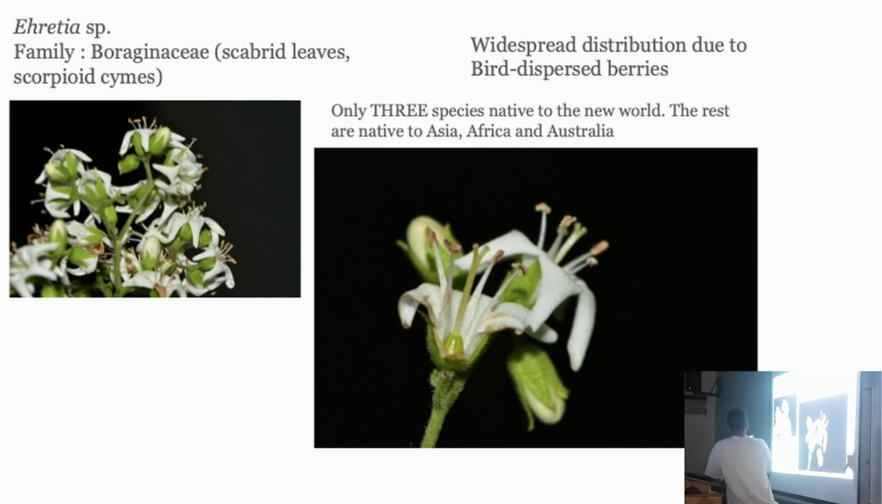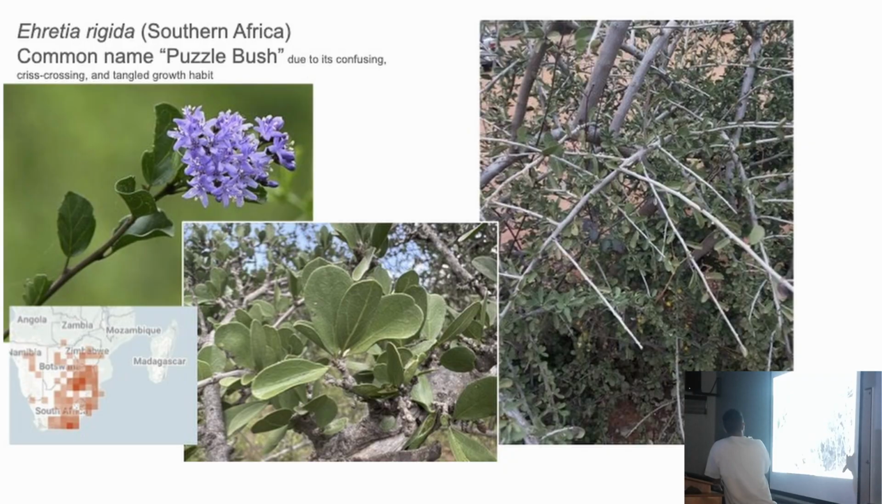Only 3, this was kind of nuts to see. I have not seen any other species of Heliotropium because they're all in Asia and Africa. Only 3 species are native to the Americas. Here's Ehretia rigida, called puzzle bush.